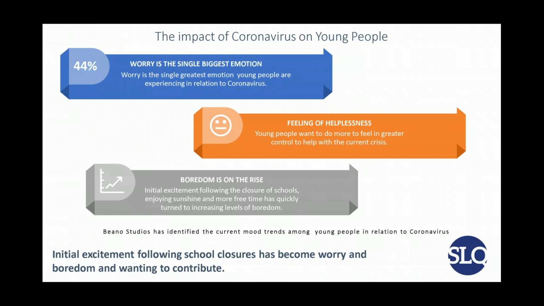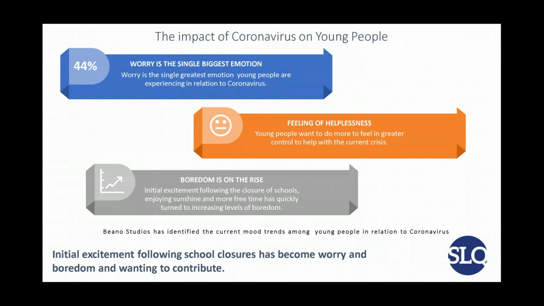So Beano Studios have done some insight and been talking to a panel of 2,000 young people about how they're feeling. And one of the biggest things that we could see from this is that by week 3 of lockdown, young people's biggest emotion was anxiety and worry. So 44% of them were feeling worried and anxious about what was going to happen moving forwards. The other feeling they had is a feeling of helplessness. They feel as if they can't help what is going on. They don't know what to do and what the future holds for them with the current crisis.